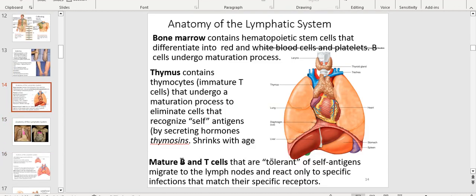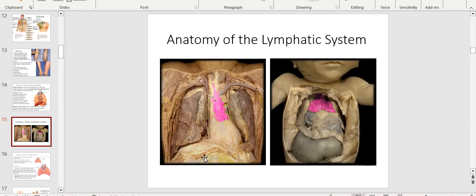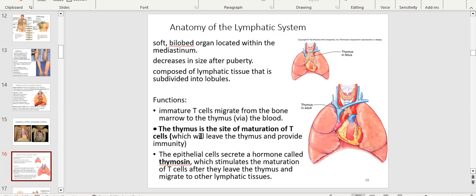Mature B and T cells that are tolerant of self-antigens migrate to the lymph nodes and react only to specific infections that match their specific receptors. Okay? And you'll have a look here. You'll see that the thymus is much bigger in children. When you're talking about the immune system, children basically do not have an immune system when they're born, so the thymus is much bigger in children. And that's what we're saying right here.